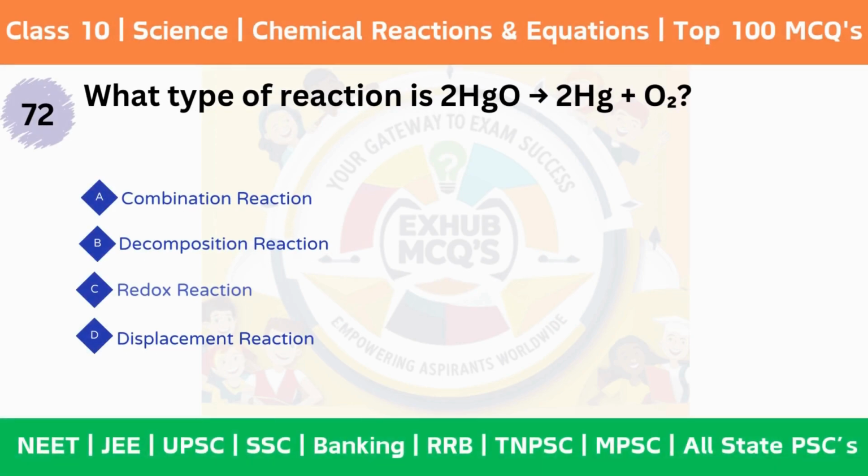MCQ 72. What type of reaction is mercury oxide decomposing into mercury and oxygen? Option A, combination reaction. Option B, decomposition reaction. Option C, redox reaction. Option D, displacement reaction.